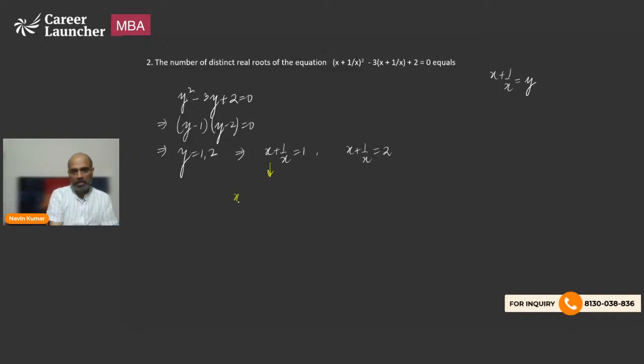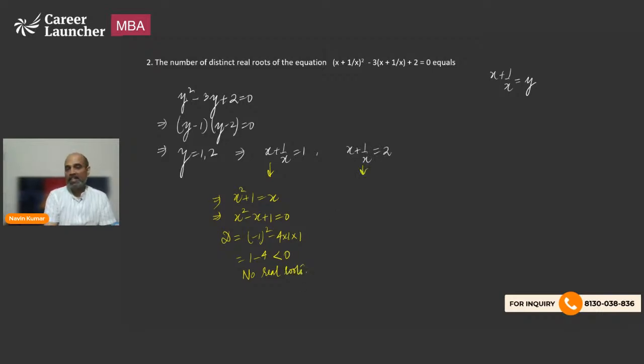So this is going to be x square plus 1 is equal to x, or you will be getting x square minus x plus 1 is equal to 0. Now, if you try to find out its discriminant, this is going to be b square minus 4ac, which is going to be 1 minus 4, which will be negative. Since discriminant is negative, we will have no real roots here.